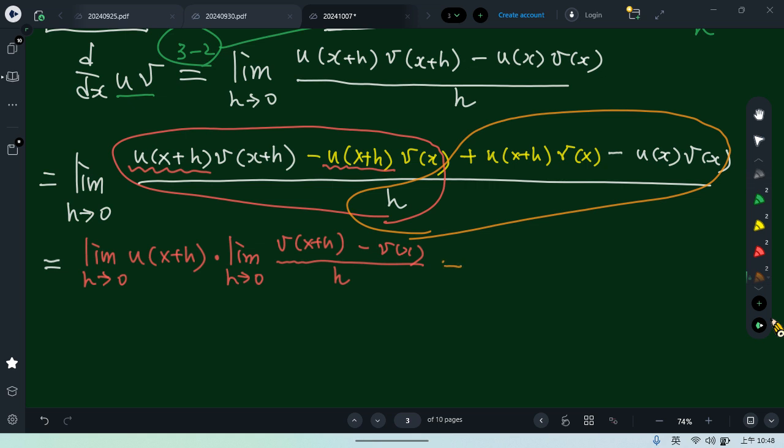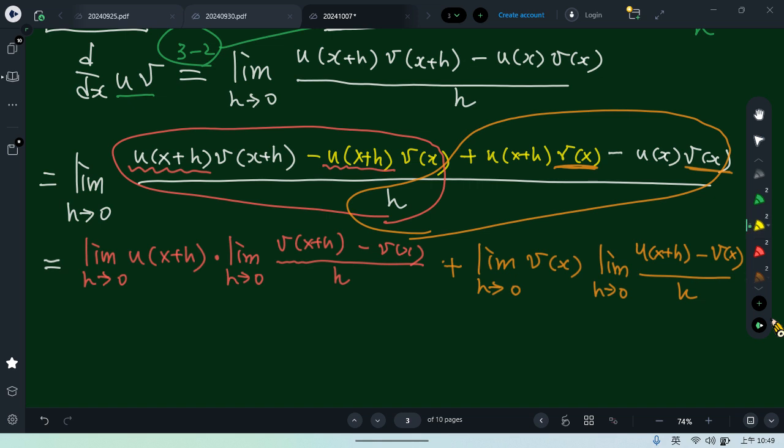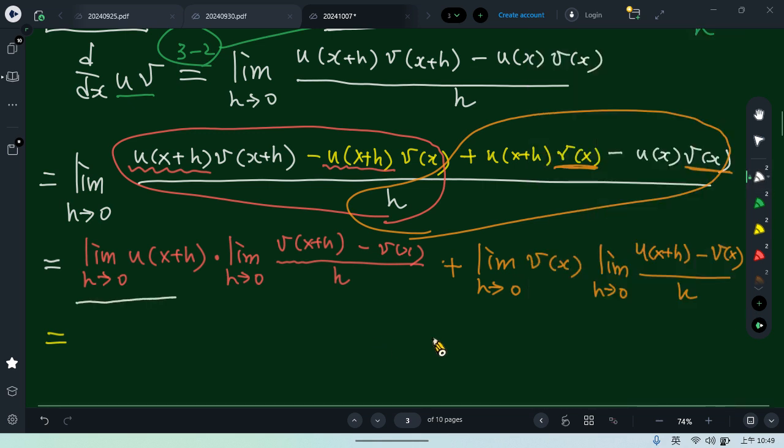For the second part, it will be limit as h also approaches 0. This time we have the common term v of x, right? So we move v of x out, times limit as h goes to 0 of u of x plus h minus u of x over h. Then the final result we can continue to get.